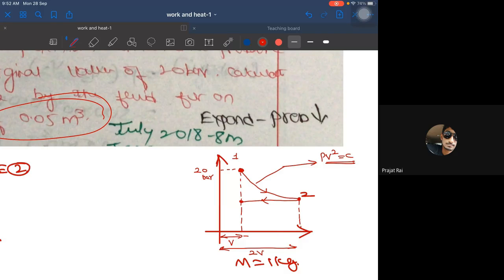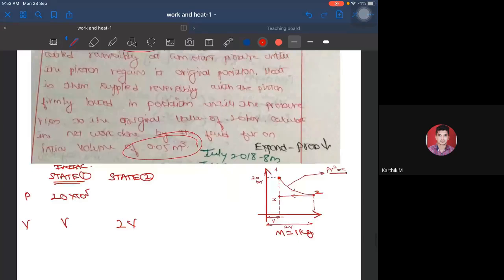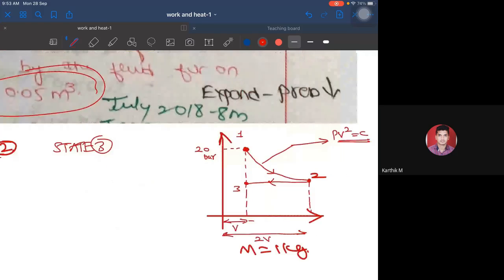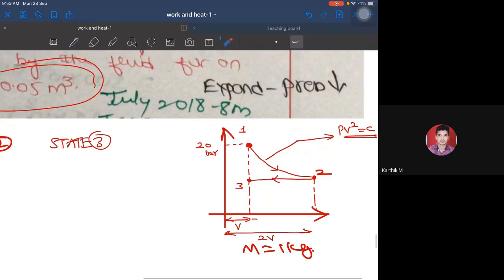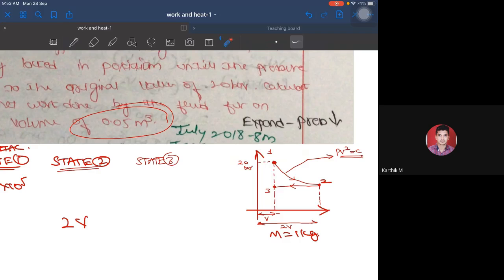Any doubts? No, sir. Next, state 3. So he says the piston regains its original position. Fine. So what is the volume at state 3 then? Again V? Yes, the volume at state 3 is again V. So can I just write it as V again here?